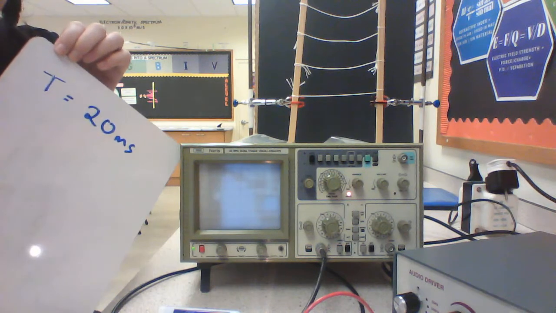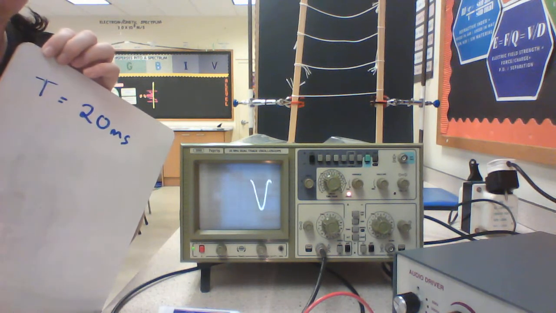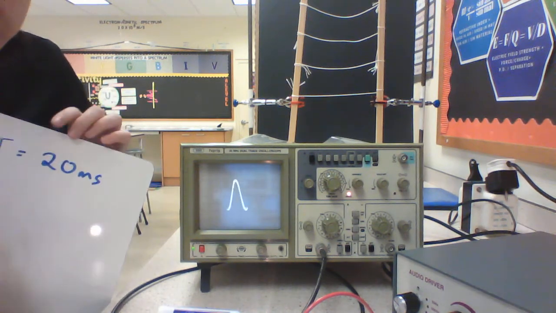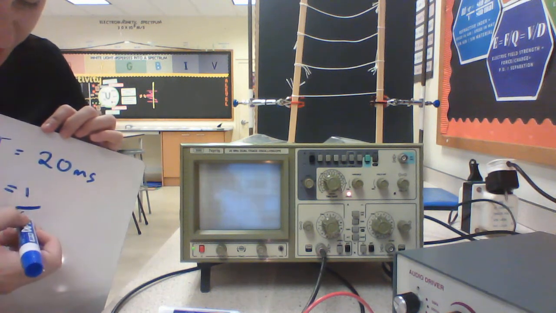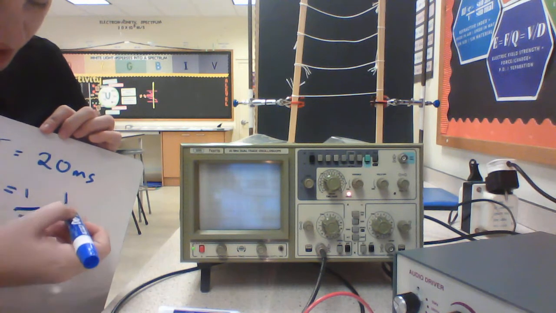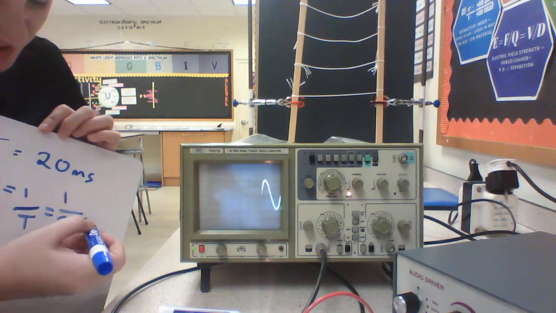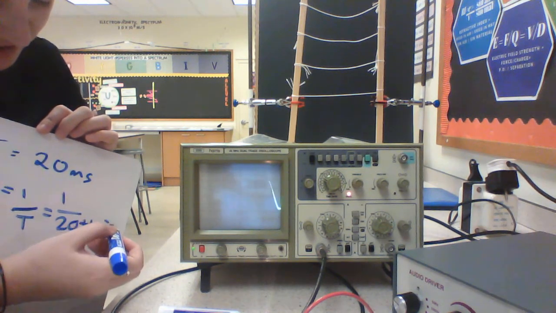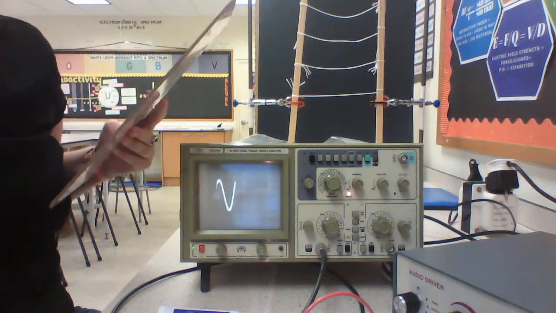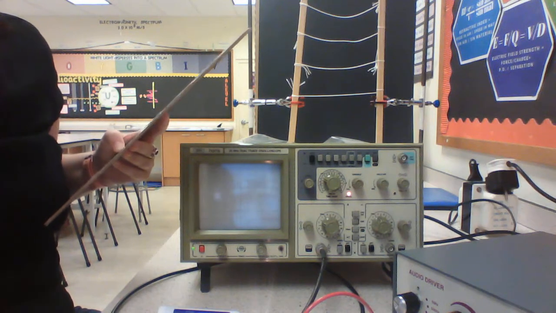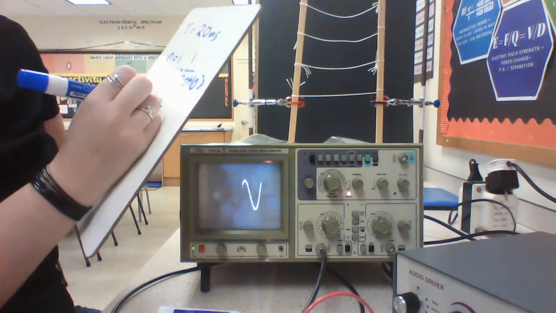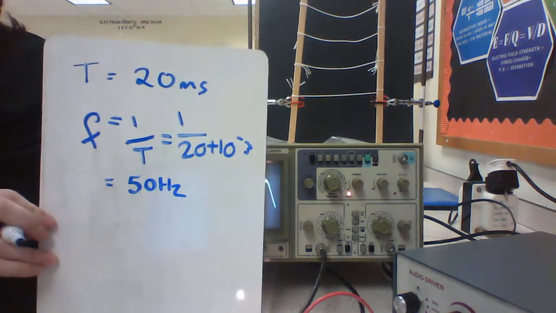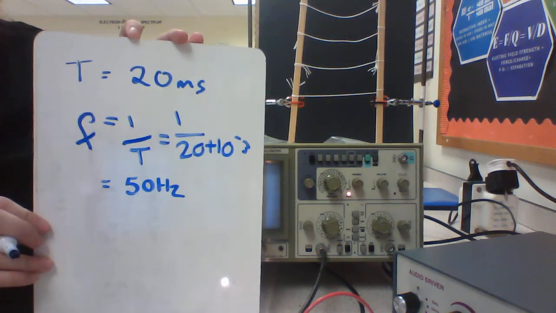So my period of this wave, T, we said was 20 milliseconds. If I know my period, I could find out my frequency. So frequency equals 1 over T. So it's going to be 1 over 20 times 10 to the negative 3, and I get an answer of 50 hertz, which is not the frequency that's coming out of my power supply.